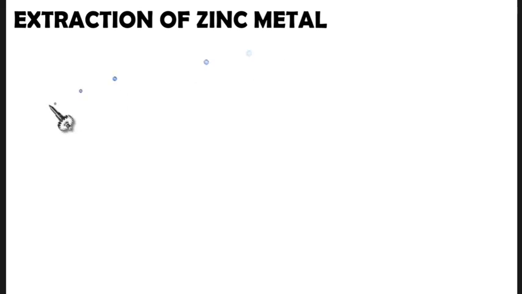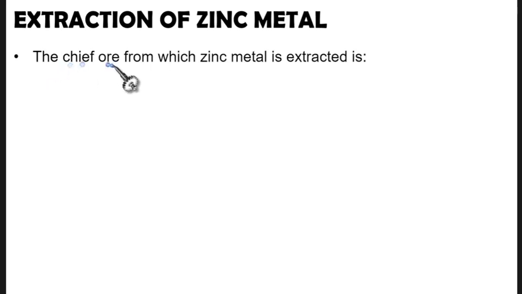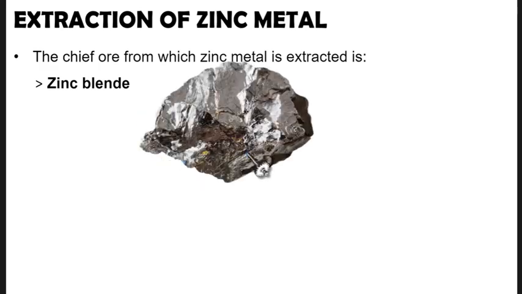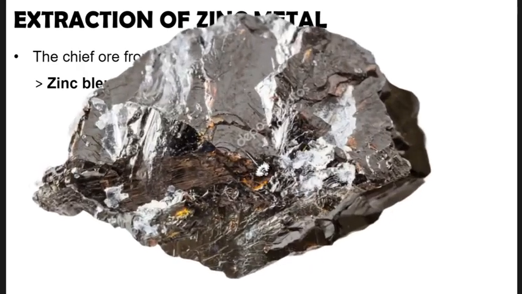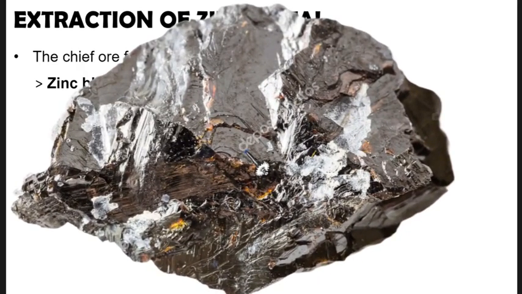What you should know is that the chief ore from which zinc metal is extracted is zinc blende. So zinc blende is the chief ore from which zinc is extracted, so you should not forget about that. And this is how zinc blende looks. Let me zoom in so that you look at it very well. So this is how zinc blende appears. Let me now zoom out.